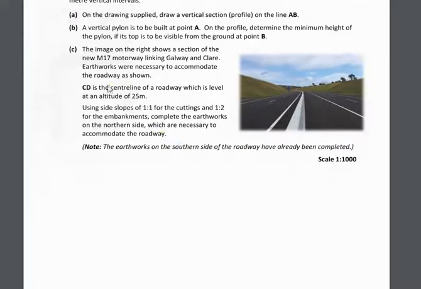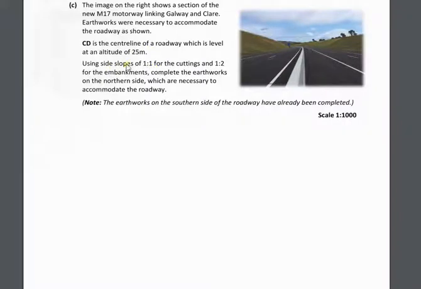Now CD is a centre line at an altitude of 25 meters. So the road here is 25 meters. The side slope for cutting is 1 and 1, and the side slope for fill is 1 and 2. So there's both sections to be done here. Now complete the earthworks on the northern side. The southern side is already done for you.